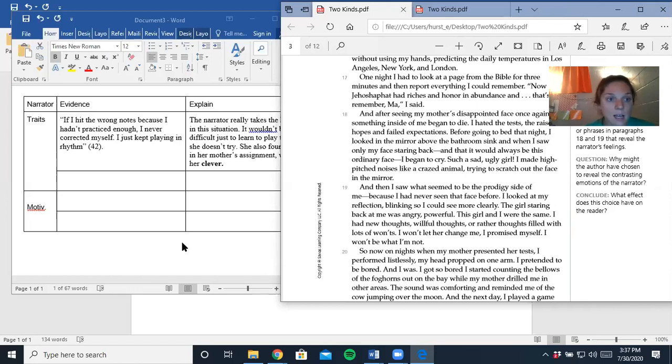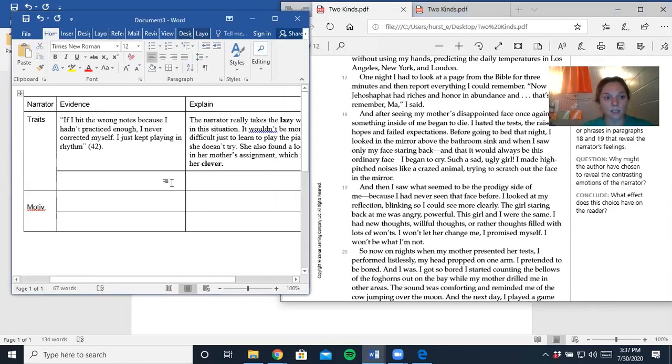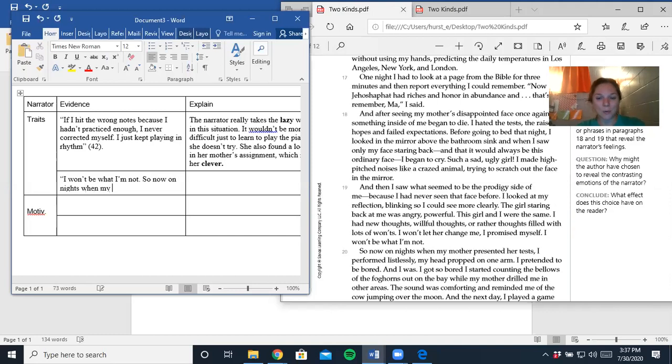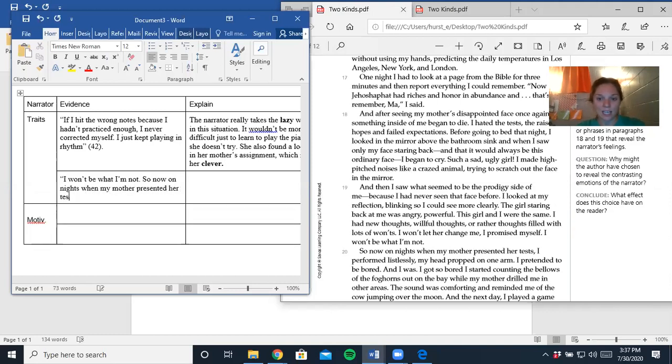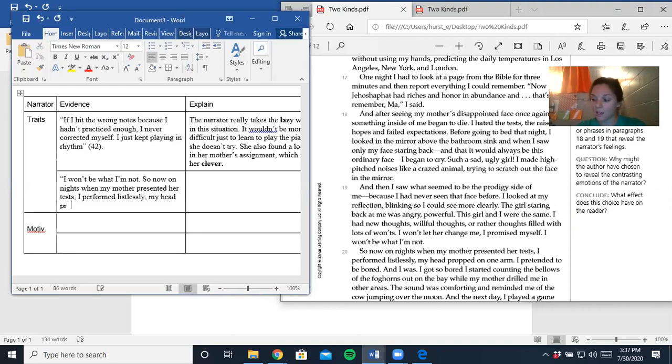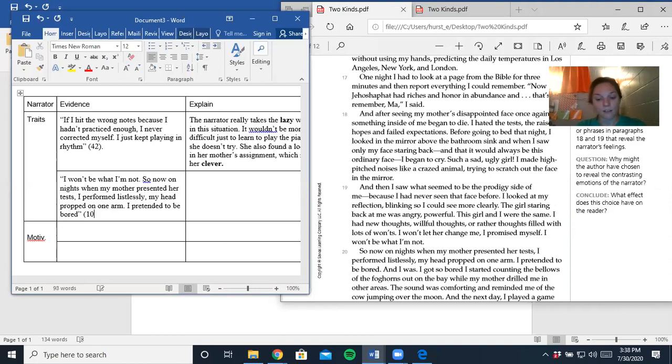to be bored." So over here I'm going to put the last lines of paragraph 19 and the first lines of paragraph 20. "I won't be what I'm not. So now on nights when my mother presented her tests, I performed listlessly, my head propped on one arm. I pretended to be bored." This is paragraphs 19 and 20. I'm going to go ahead and cite that again. So again, I'm going to make this bigger.